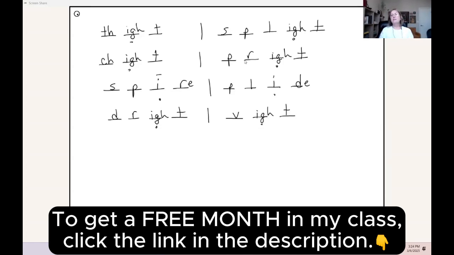There's just lots of real world examples. Blight, plight, flight. There's some exceptions too, but there's a lot of real world examples. Sight, might, right. Yeah.